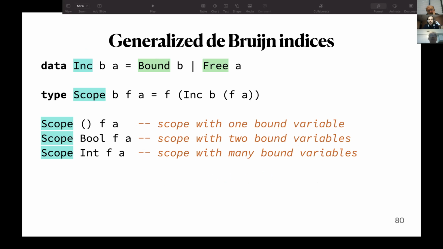So there are a couple of other generalizations that we can make. For example, instead of just having a single bound variable, we can have bound variables that are indexed by a type B. If we use a unit type, basically the equivalent of a singleton set, for the index, then we have exactly one bound variable. If we're using a Boolean with two possible values, then essentially we have a definition of a scope that introduces two bound variables. If we use an integer, then we have arbitrarily many bound variables.